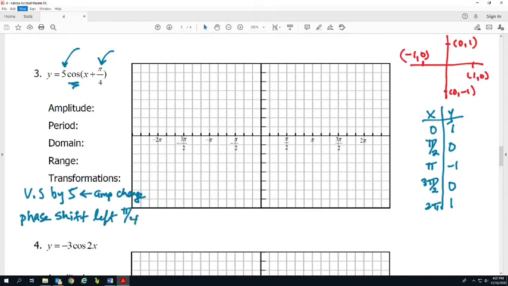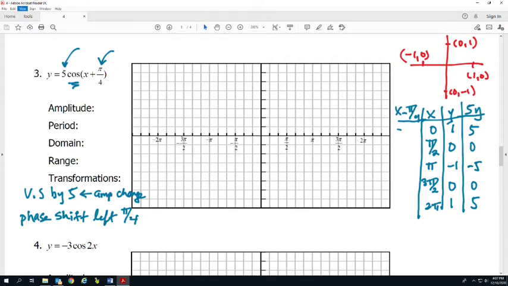All right, so the 5 is going to change your y values. I'm going to multiply all my y's by 5, so that'll be 5, 0, negative 5, 0, and 5. My x's are going to go to the left, pi over 4 units. So you're going to be subtracting pi over 4 from each of these. So this will become negative pi over 4. You might need to get a common denominator. So pi over 2 is 2 pi over 4. And when you subtract pi over 4 from that, you get pi over 4.